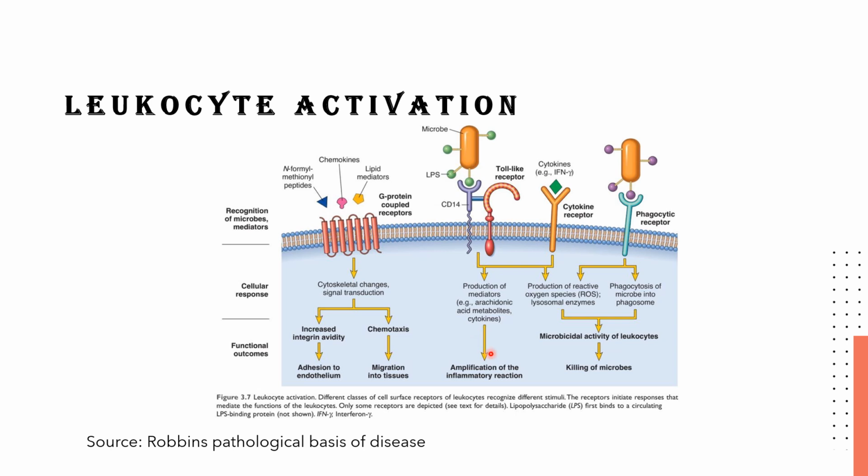There is also, like I said, production of the reactive oxygen species and the lysosomal enzymes, and there is also phagocytosis of the microbe into the phagosome, which is brought about by the phagocytic receptor. That will lead to microbicidal activity of the leukocyte. Like we discussed before, they will also call the lysosomes and the enzymes, and they will form the phagolysosome, which will lead to killing of the microbes.